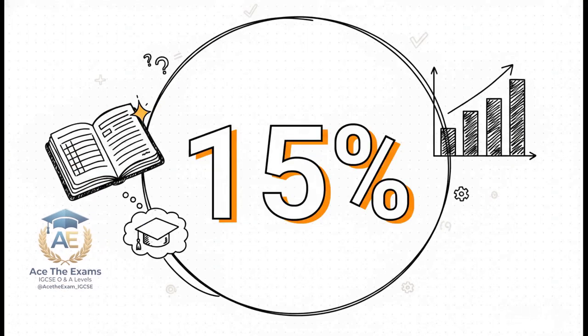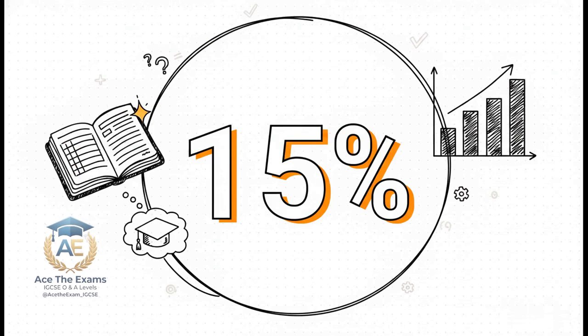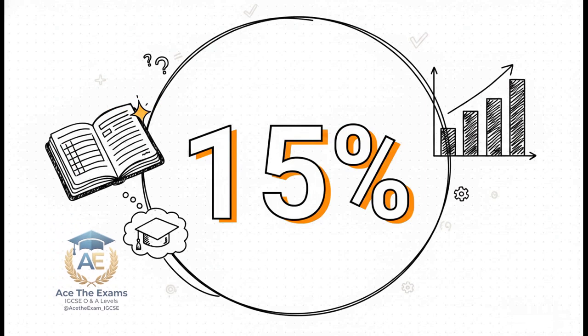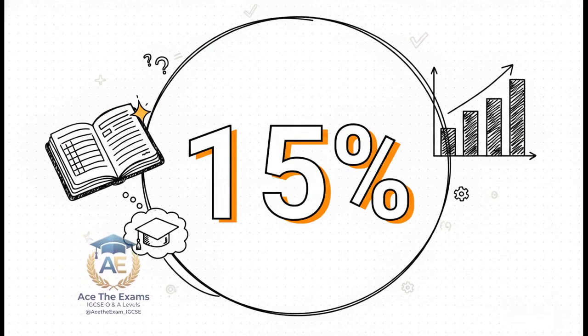I want to hook right into the stakes here. Take a look at this number, 15. The preparation of ledger accounts makes up approximately 15% of your total marks in Paper 2. Just let that sink in for a second. 15% is effectively the difference between an entire grade boundary. It's a massive chunk of your assessment.